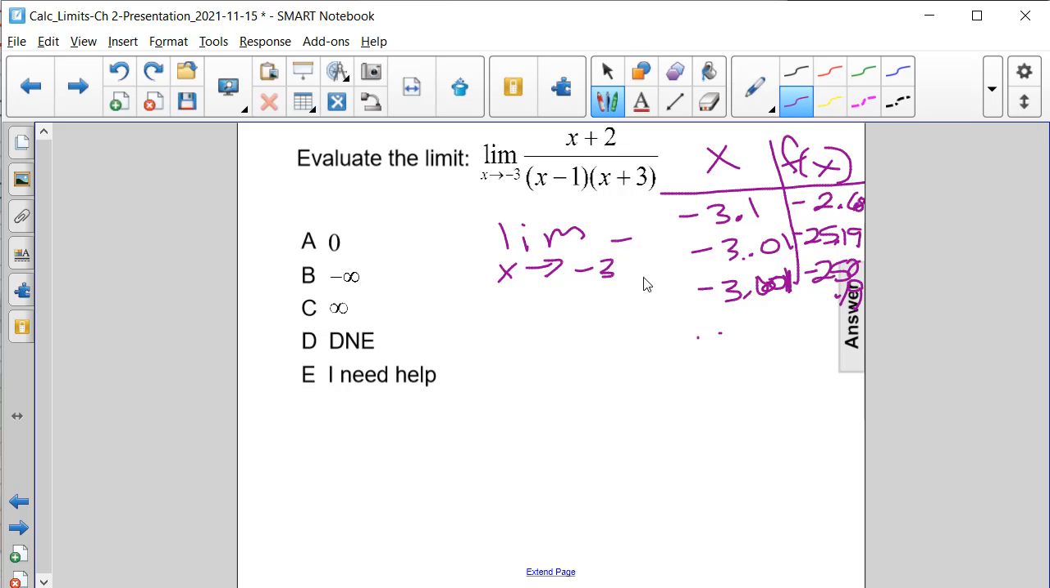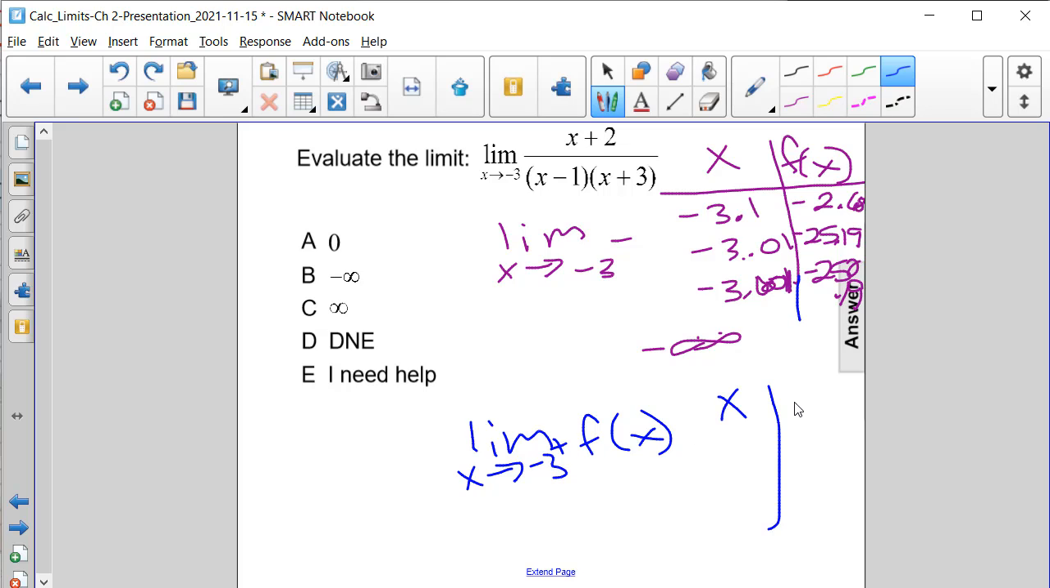So we can see as x approaches negative 3 from the left, we're approaching negative infinity. Now let's try the limit of our function as x approaches negative 3 from the right. So we're going to rewrite x, and then we have f of x, and we're going to do negative 2.9, then negative 2.99, and then negative 2.999. We'll see what we get.